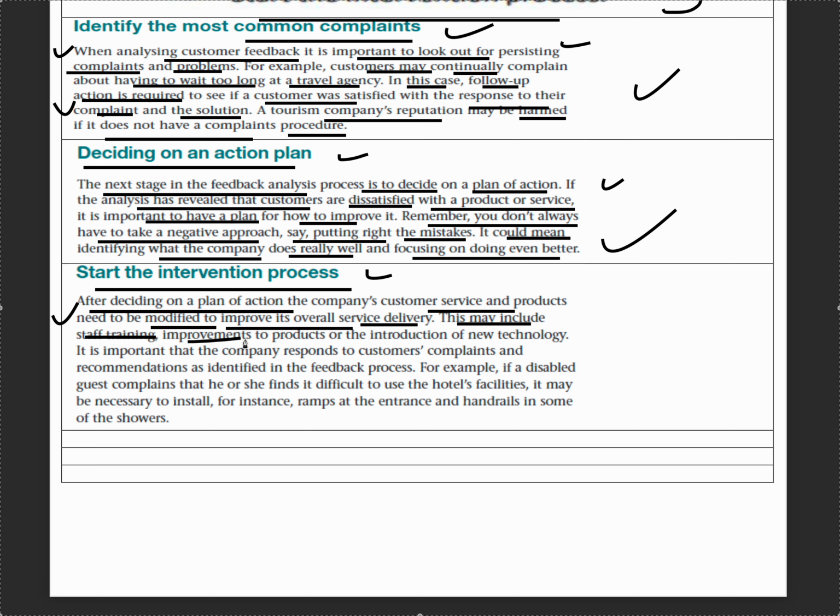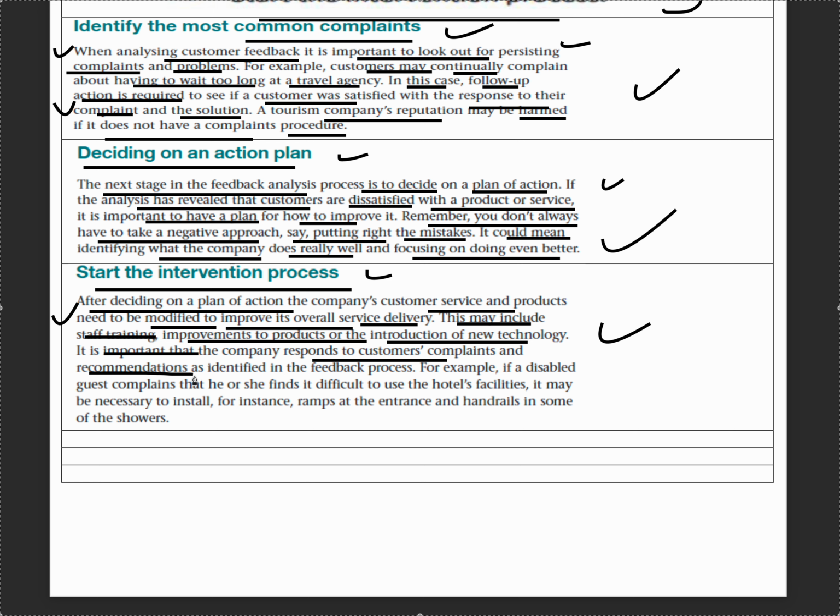Improvements to customer products, maybe new technology. Those are the interventions: implement some technology that will assist. Maybe while they are waiting, they have Wi-Fi, or they play some competitions. So you try to find a way to improve the problems that they are having. It is important that the company responds to customer complaints. It's very important that the company keeps an eye on identifying these customer complaints and has solutions for them quickly.